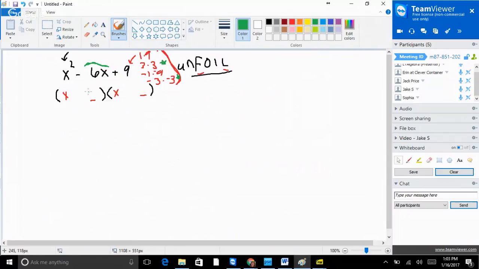So I think I'm going to need a 3 and a 3 here. They could either be positive 3 times positive 3 or negative 3 times negative 3. I know that I actually not only need to get 6, but I need to get negative 6, right? So in order to get a negative 6, I probably need to use negative 3 times negative 3. There's not an official unfoiling method. It's kind of a technique of learning how to do it.